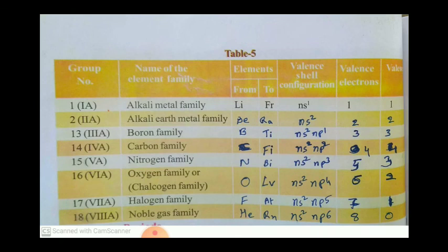In this way, the elements in each family have similar valence shell configuration and have the same valency. That's why they possess similar chemical and physical properties.